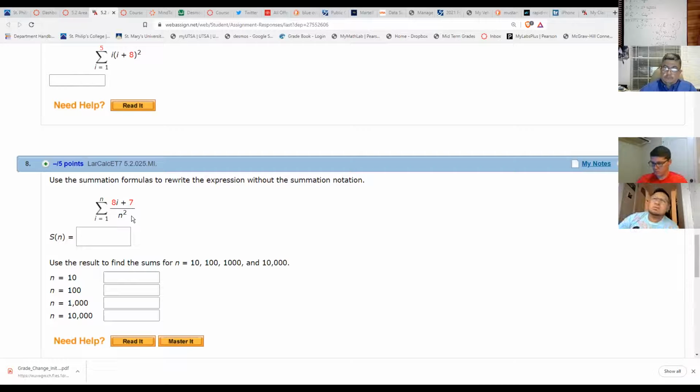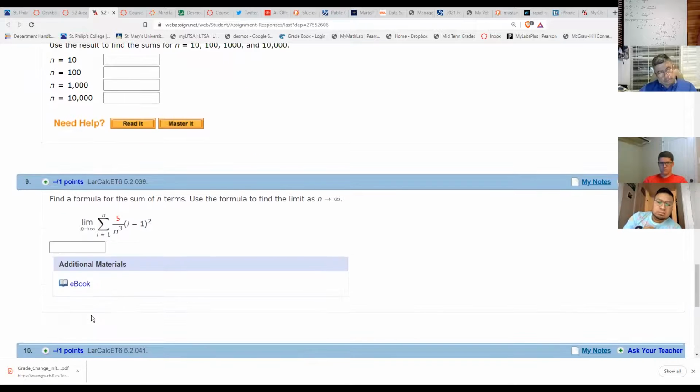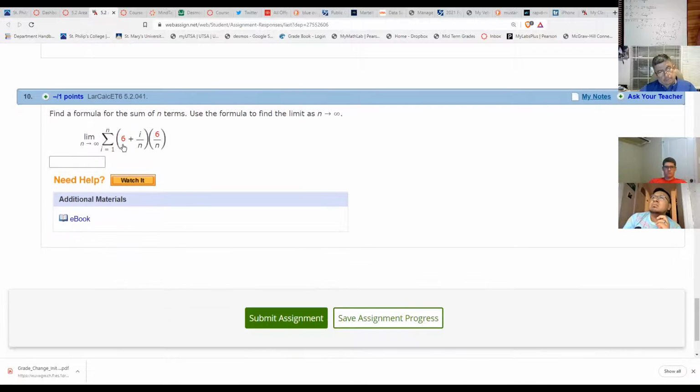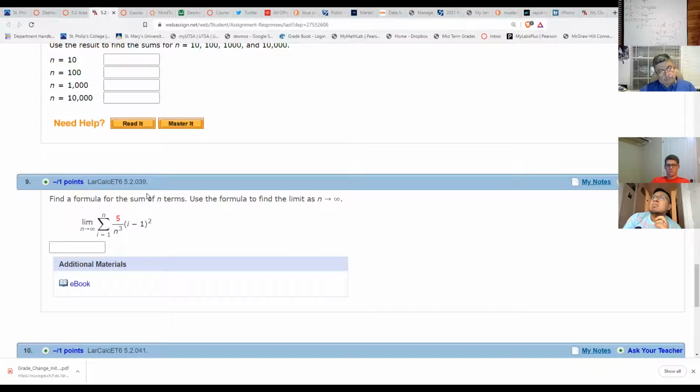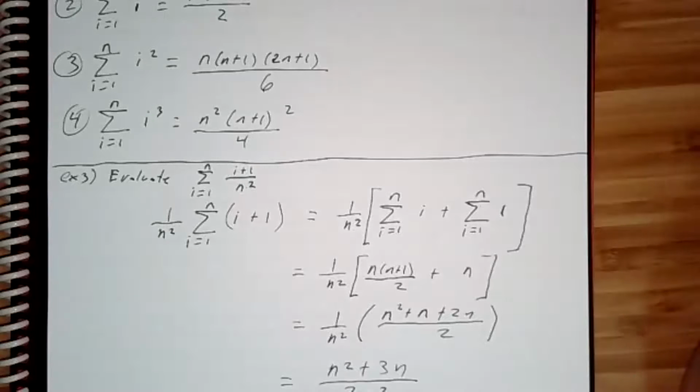It's just that at the end, they ask you an extra step. They say, you know what, plug in 10, plug in 100, whatever. That's pretty much it for the homework. Let's look at this. Let's do one of these real quick. I want to make sure you get an idea of what's coming.